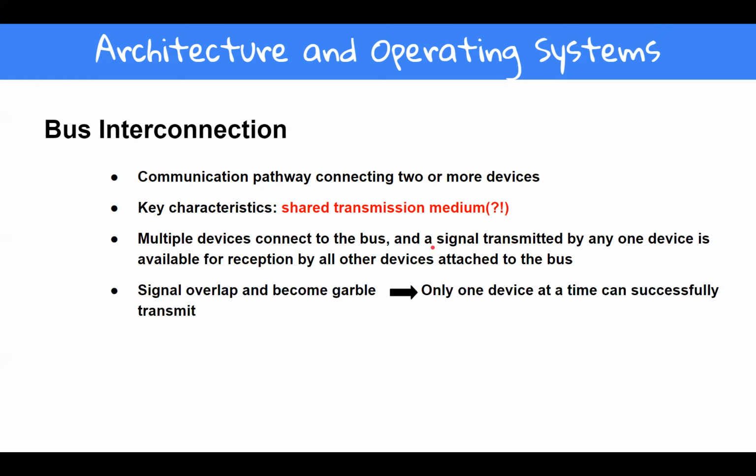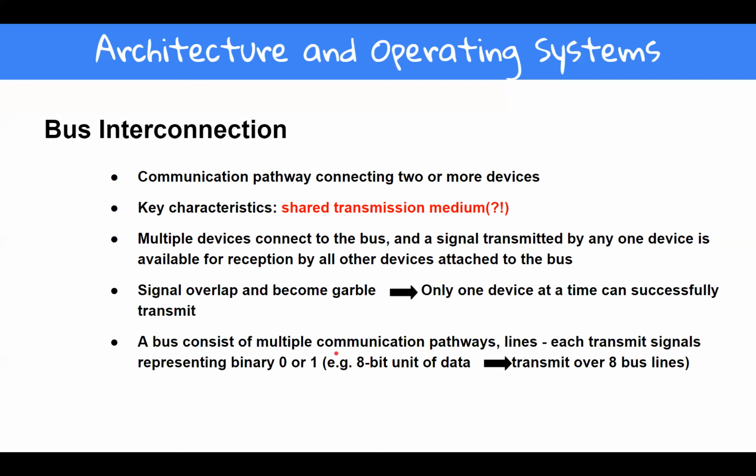But there is a problem with that. If you send signals, because that's a shared medium, you might have signal overlap and become garbled. Only one device at a time can successfully transmit. If you have a shared medium between these modules, at one time only one device can use that. Otherwise, if two modules want to send and receive data at the same time, there might be an accident between the signals, or we call it overlap or garble. So this is the disadvantage of the bus that we have.